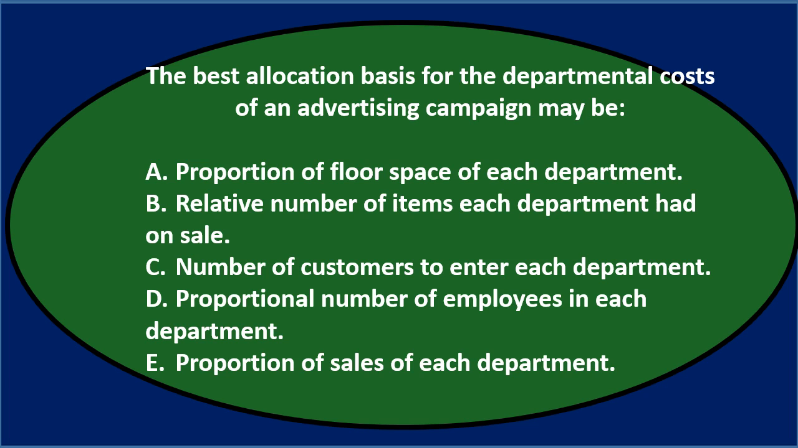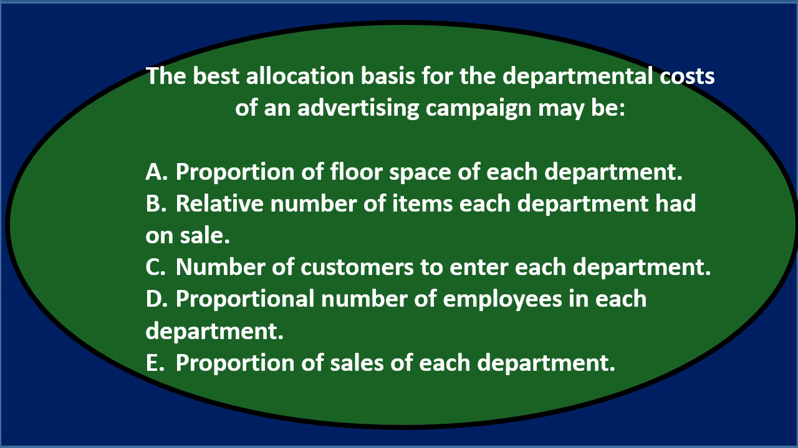First question, the best allocation basis for the departmental costs of an advertising campaign may be A, proportion of floor space of each department, B, relative number of items each department had on sale, C, number of customers to enter each department, D, proportional number of employees in each department, or E, proportion of sales of each department. Let's go through this again using the process of elimination.